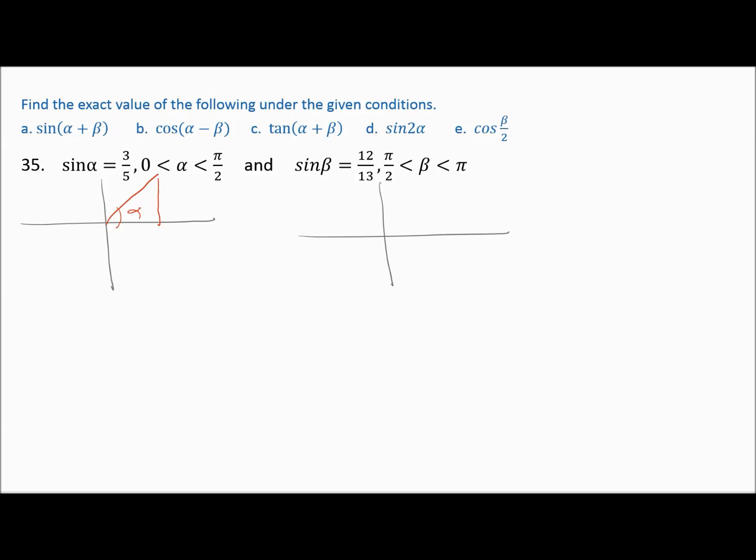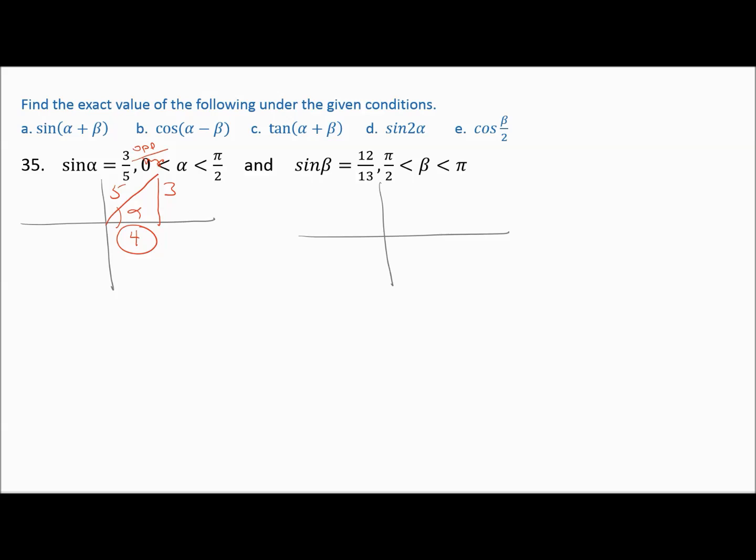And sine is always opposite over hypotenuse. Or you can say it's y over r. So the opposite is 3, and your r value is 5. So I need to find the missing side right here. You could use the Pythagorean theorem or recognize this is a 3, 4, 5 perfect triple. But that's the missing side. It's positive because it's in quadrant 1.